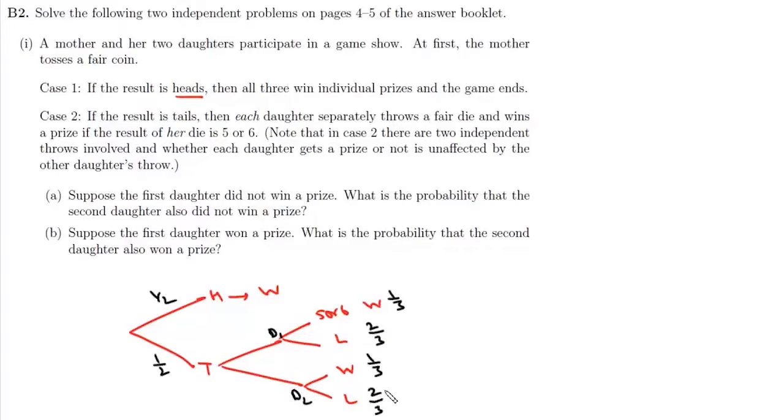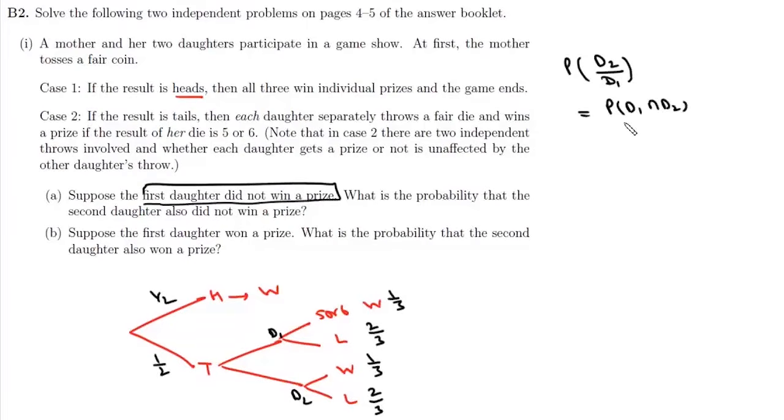Now the first question is, suppose the first daughter did not win a prize, then what is the probability that the second daughter also did not win a prize? So we need to find this conditional probability that the second daughter did not win a prize when the first one did not win. So we'll have this probability as probability of D1 intersection D2 upon probability of D1.